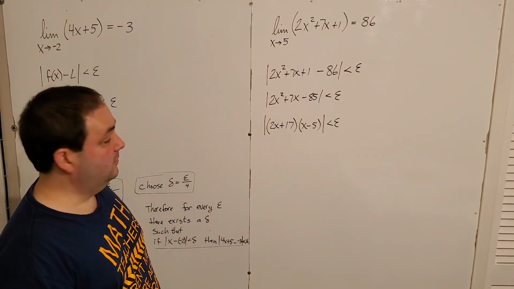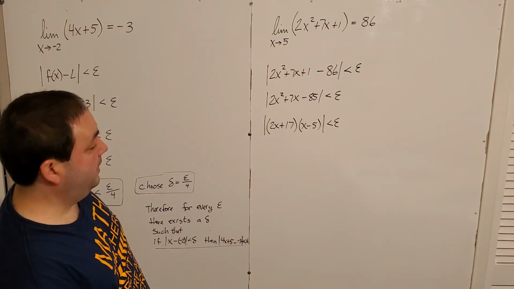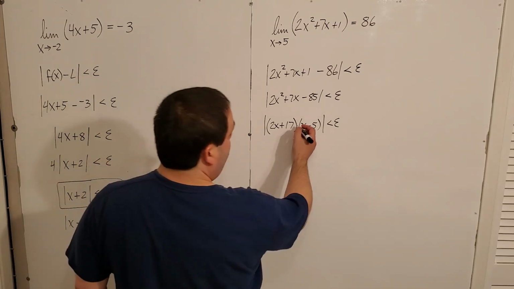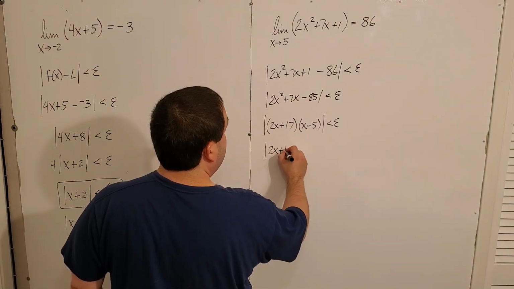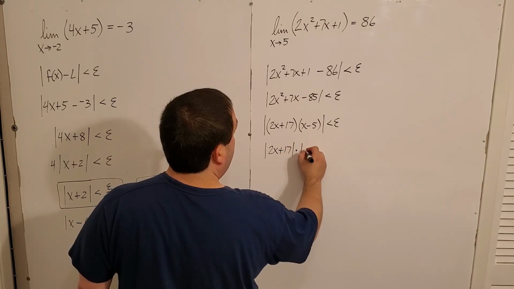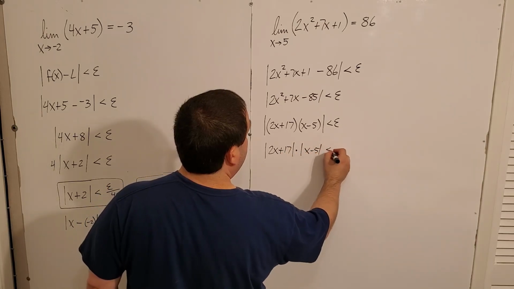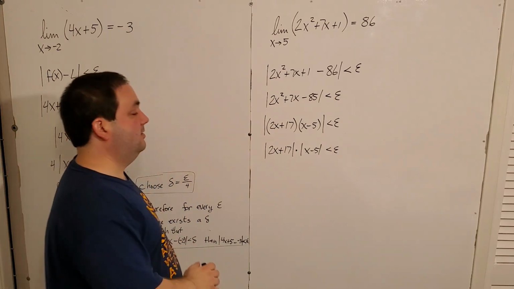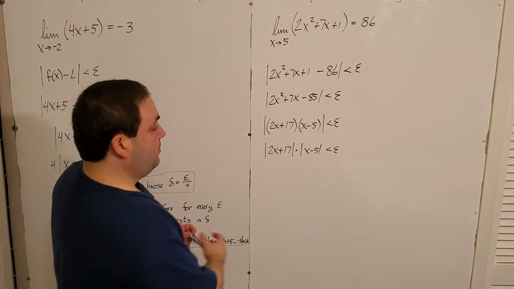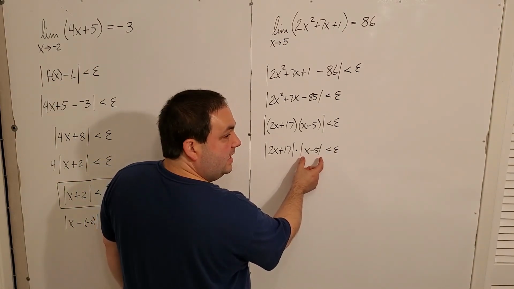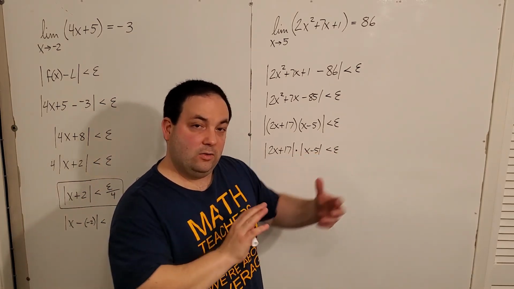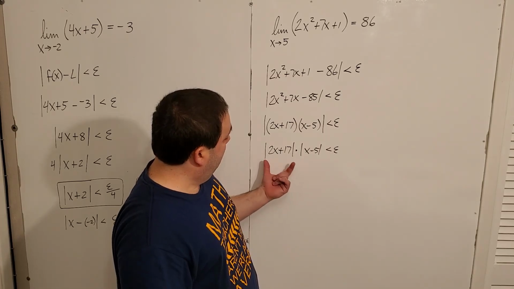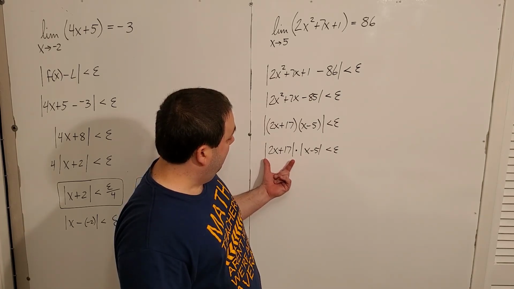right? Okay. Now, of course, because of the way absolute values work with multiplication, I can just say the absolute value of 2x plus 17 times the absolute value of x minus 5 is, of course, less than epsilon, like this. And the x minus 5, that's the piece we're interested in getting, right? That's what we want to show has the delta distance on it. But I've got this other piece, right?